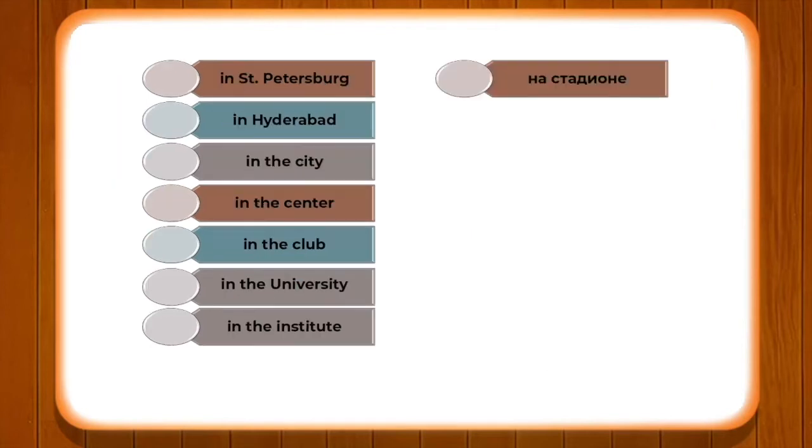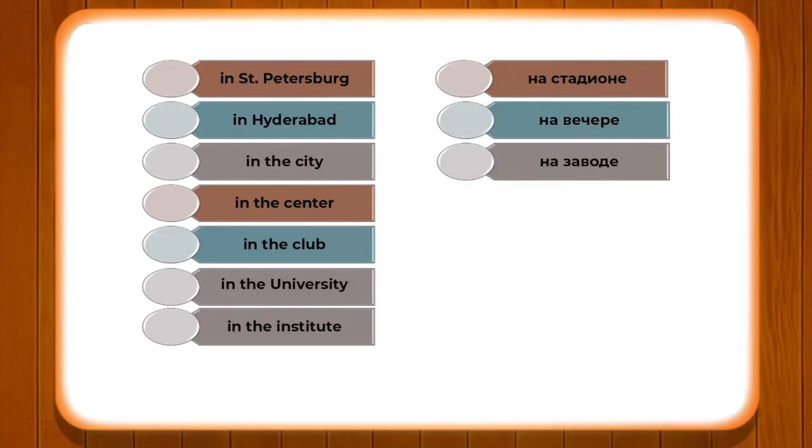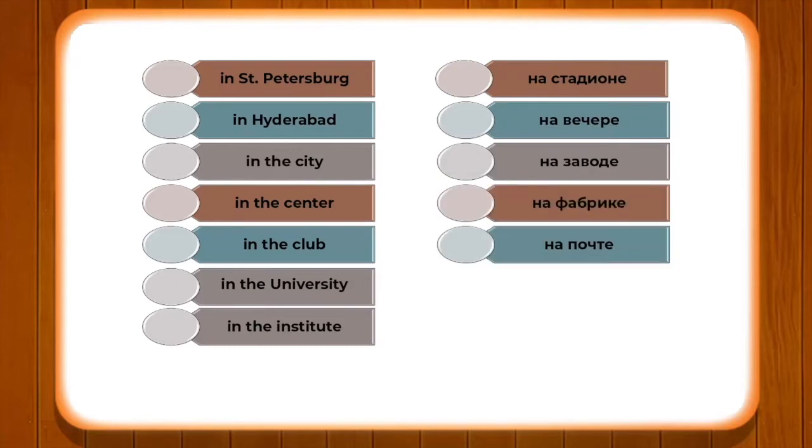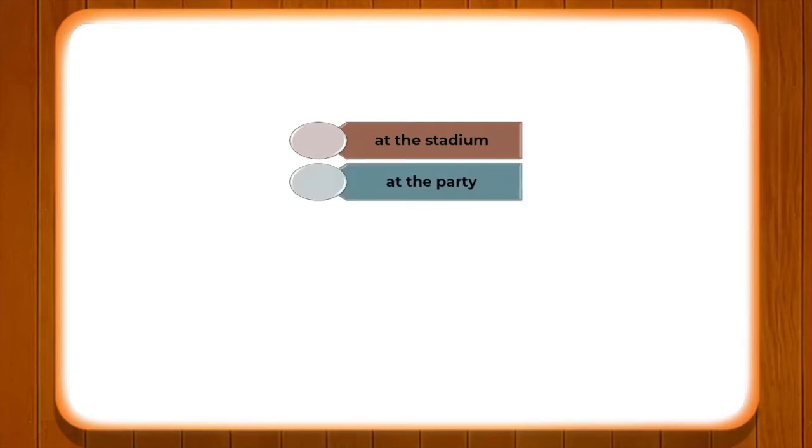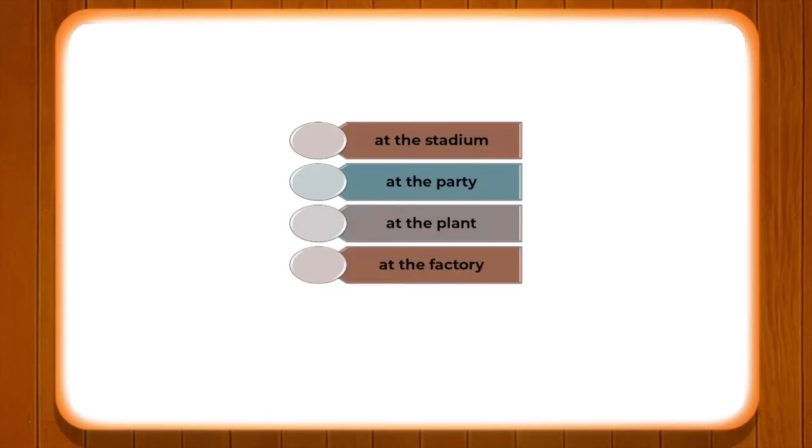As we already know: на стадионе, на вечере, на заводе, на фабрике, на почте, на столе, на конкурсе, на экзамене. How do we use them? На means on or at. На стадионе, at the stadium. На вечере, at the party. На заводе, at the plant. На фабрике, at the factory. На почте, at the post office.